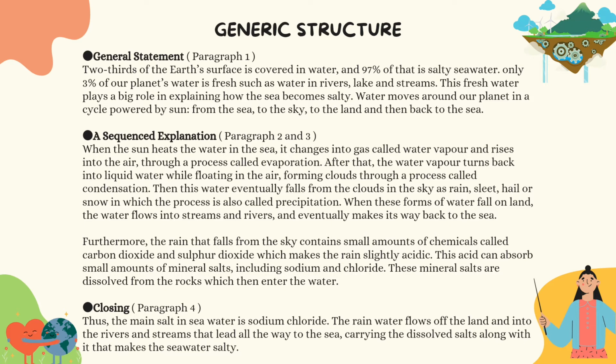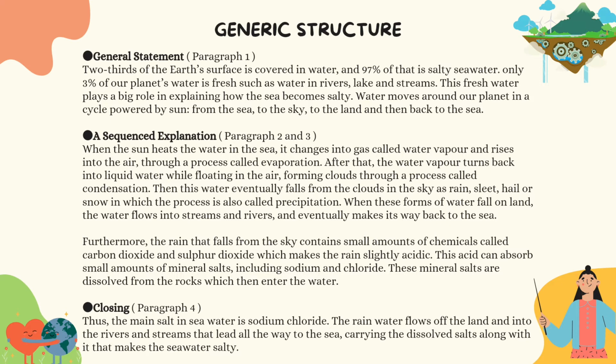Second is a sequence explanation, which explains the details of the process, why and how the phenomenon is happening. According to this text, the sequence explanation includes the second and third paragraph. When the sun hits the water in the sea, it changes into a gas called water vapor and rises into the air through a process called evaporation.